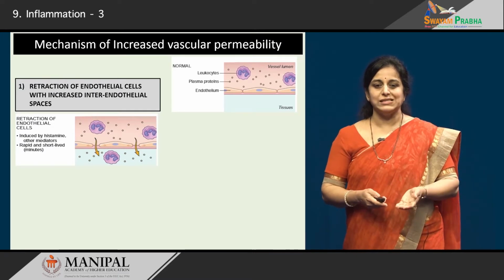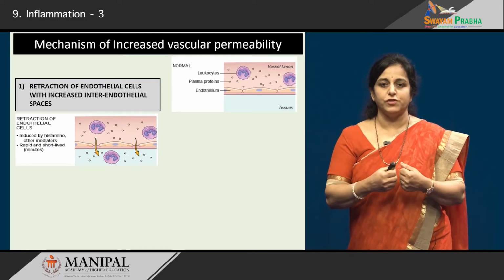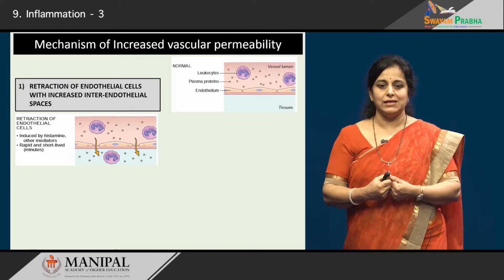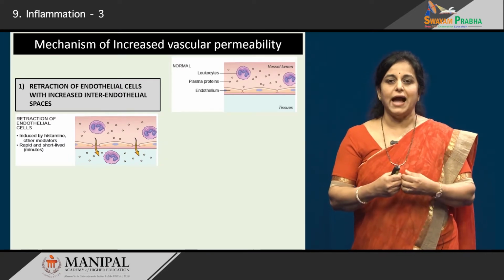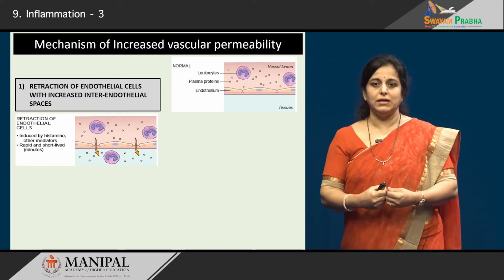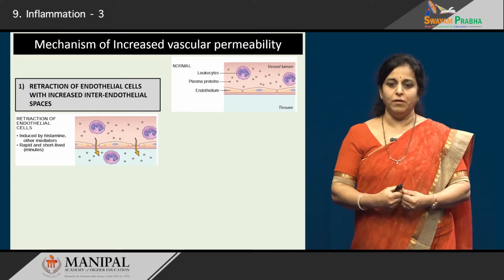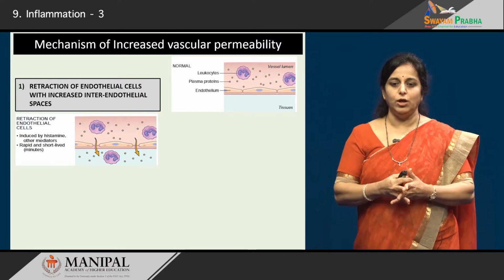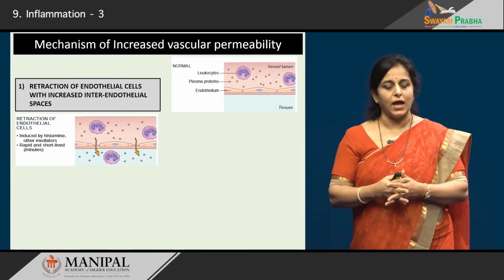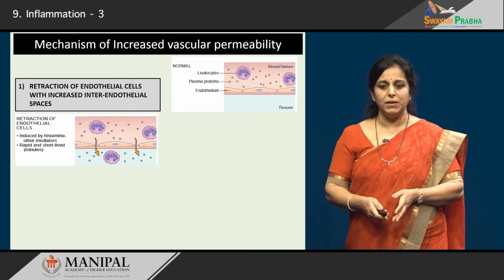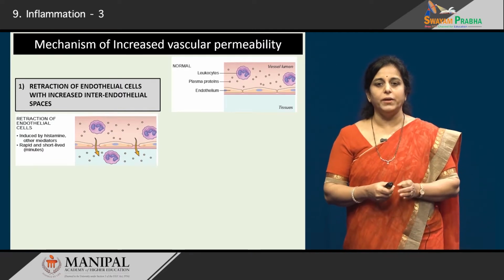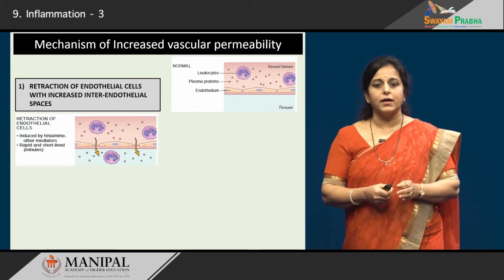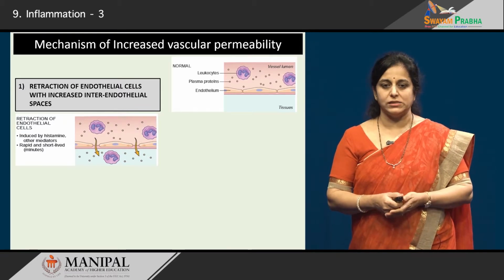Now, what causes these gaps? This occurs because of the retraction of the endothelial cells. This is brought about by the action of histamine and other chemicals that are released at the site of inflammation. So, in this picture you can see there is an increased gap between the endothelial cells, which is because of the action of histamine and other chemicals. However, this phenomenon is very short lived and occurs for only a few minutes.